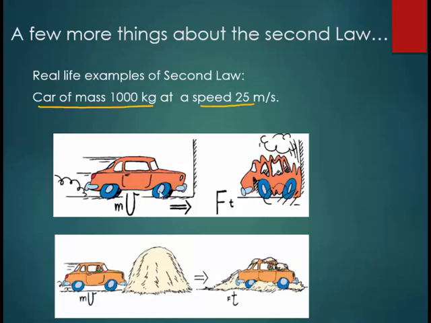In both cases, whether he crashes into a concrete wall or the haystack, the change in momentum is the same. Delta P will be equal to mass into change in velocity. Mass of the car is 1000 kg. Final velocity is 0, because after crashing the car has to come to a standstill. Initial velocity is 25. So this will give me a change in momentum of 25,000 kg meter per second.